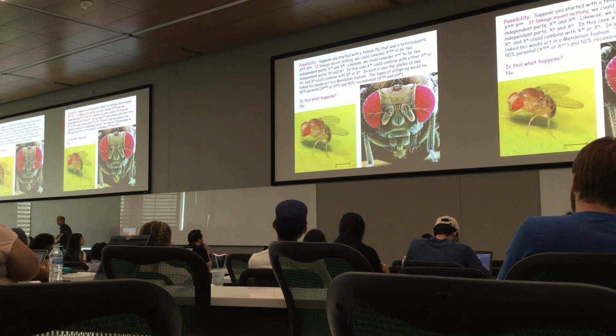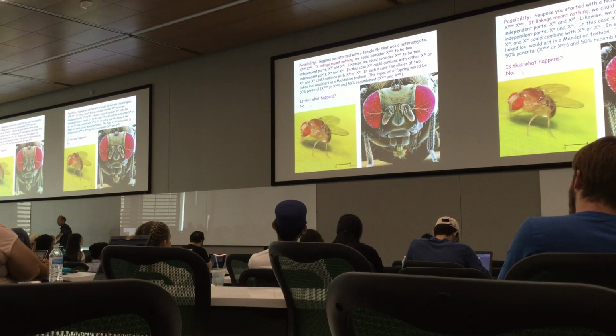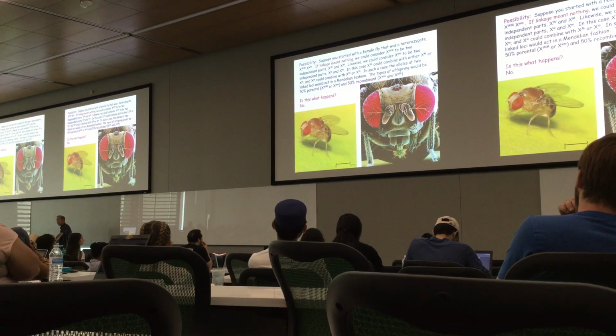If this were to happen, you'd get 50% recombinant, 50% parental phenotypes. It would be the same situation as if the W and M genes were on completely different chromosomes. So is this what happens? No, it's not. It's not what happens. It's kind of an extreme case.